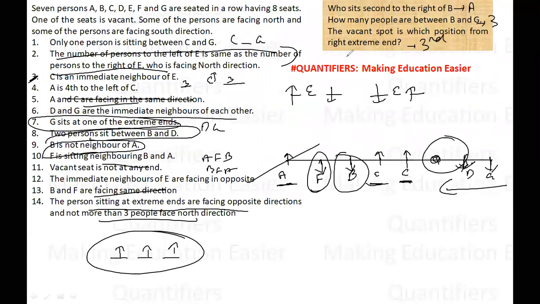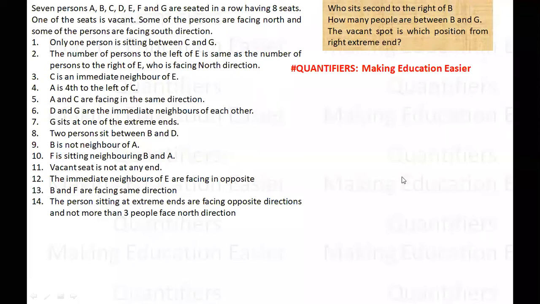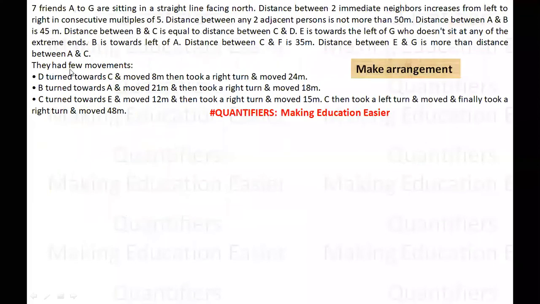Let's move to the last set. Now, 7 friends A to G are sitting in a straight line facing north. The distance between two immediate neighbors decreases from left to right in consecutive multiples of 5. So the distance will be like 5, 10, 15, 20, 25, 30, and so on. And the maximum distance is not more than 50. So there will again be multiple cases. Distance between A and B is 50.